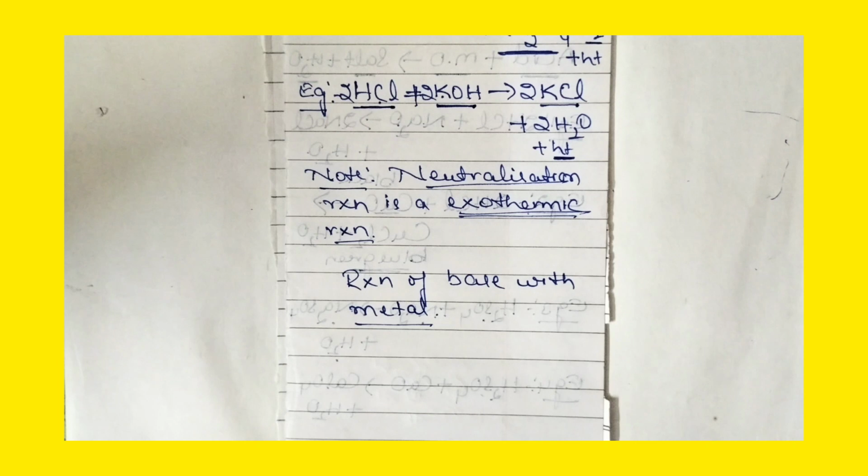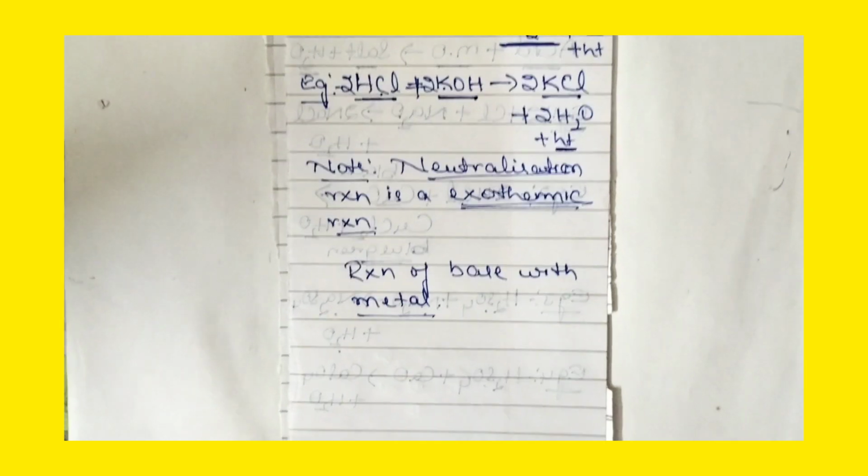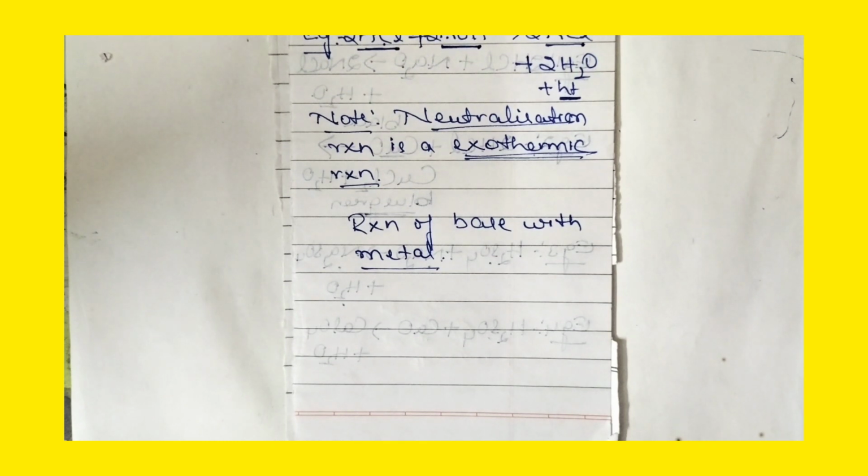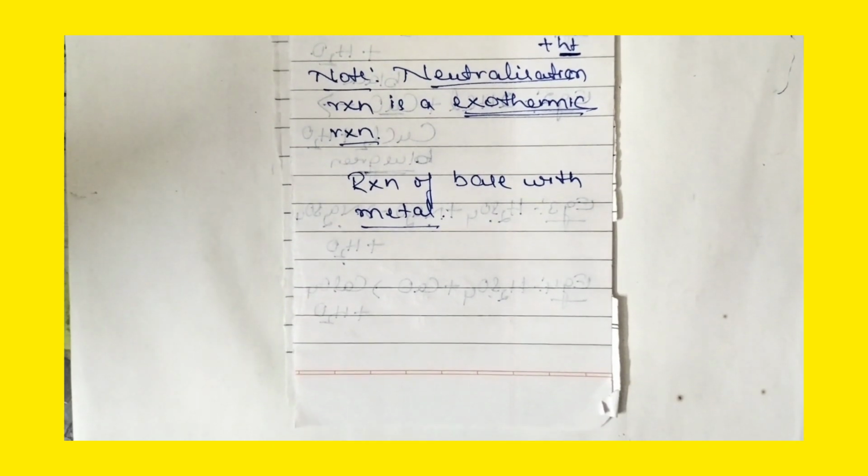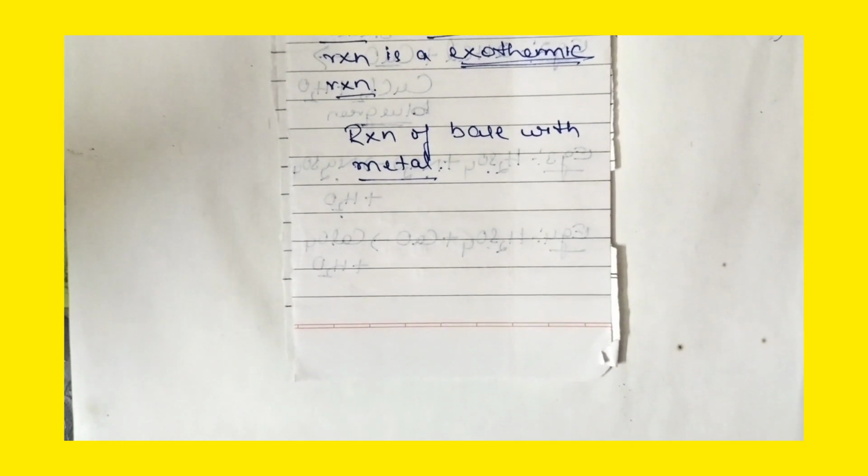Then reaction between acid and metallic oxide. Acid reacts with metallic oxide to form salt and water. And reaction between acid and base. The reaction of acid with base is called neutralization reaction. During neutralization reaction energy is released, and therefore neutralization reaction is called an exothermic reaction.